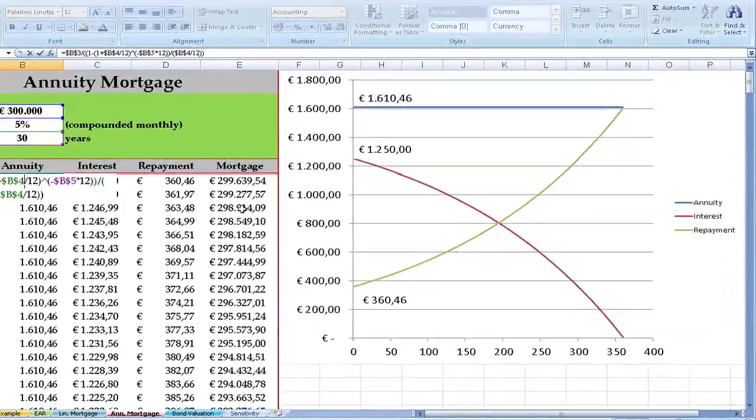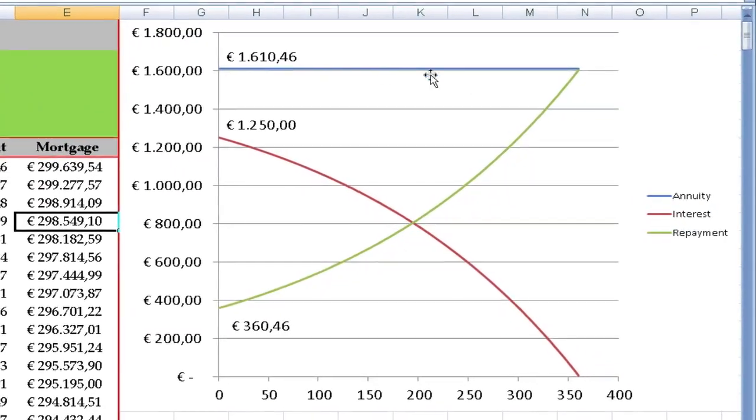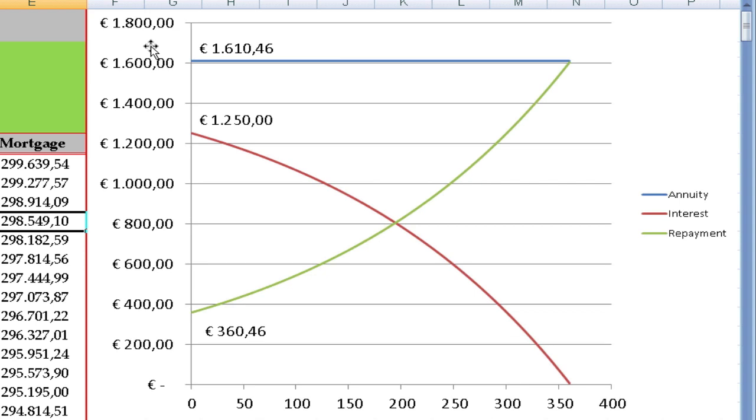I also created a graph so that we can see the total payment, what we pay each month, is the same. And we see these, by the way, are not linear functions. The interest we pay in the beginning is about 1,250, and it decreases, while the redeeming starts increasing. So this is exponential. In that sense, we start redeeming 360 euros and 46 cents, but this increases over time. So this is an annuity mortgage.